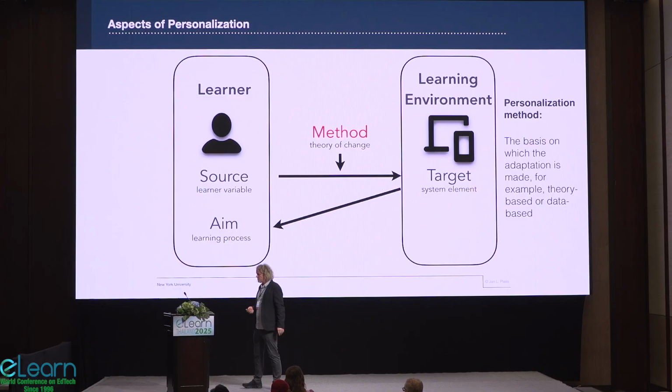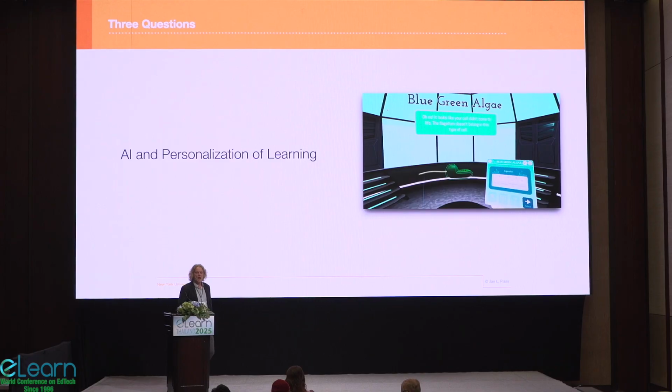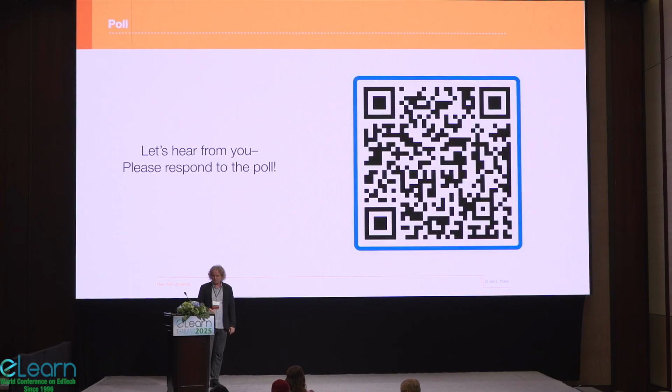So the personalization method is our bottleneck, timing also, the time when the adaptation takes place, even though that's connected to the method. So when we look at this cycle, we now have a place to say, how can we personalize learning with AI? Where are our opportunities here? And that's where I wanted to hear from you again.